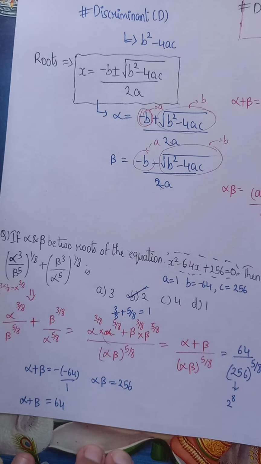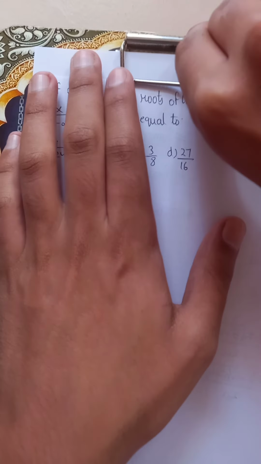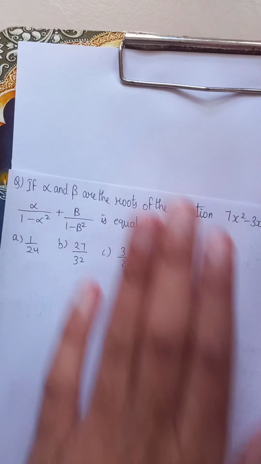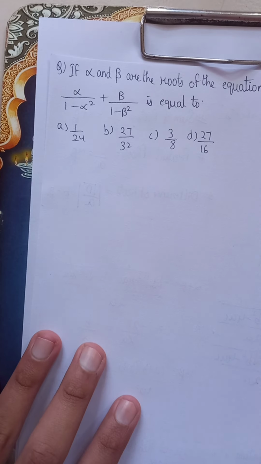If alpha and beta are the roots of the equation 7x square minus 3x minus 2 equals 0, then the value of alpha divided by 1 minus alpha square plus beta divided by 1 minus beta square is equal to. These are the options. This question was also asked in JEE Mains 2020. JEE Mains is not an exam where all the questions asked are tough. A few questions are easy also, so those are the questions where you can gain marks easily. That's why you need to cover the basics too.